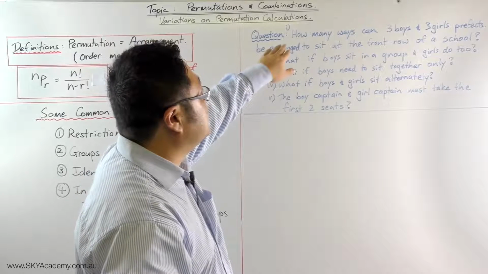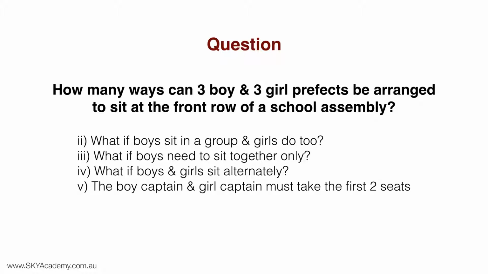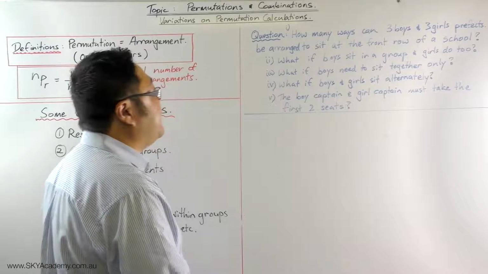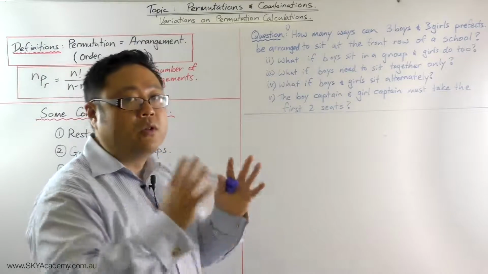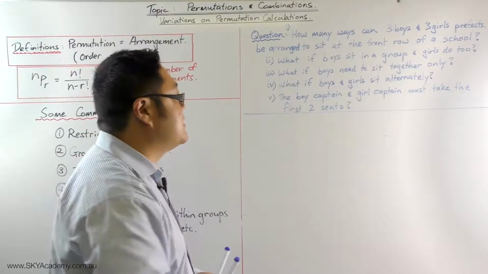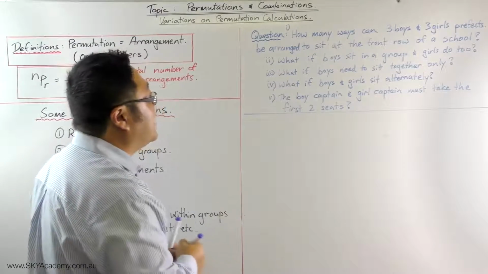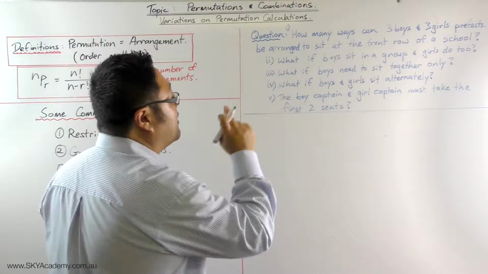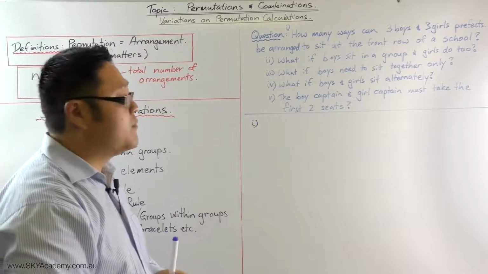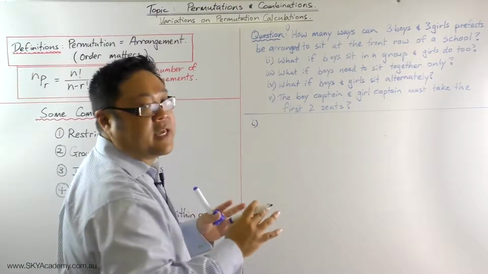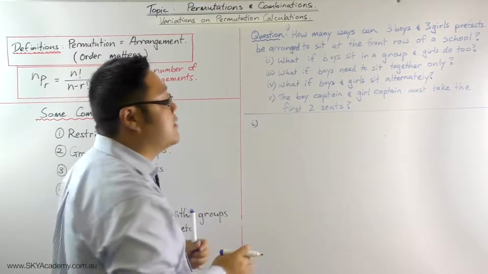All right, so the question is this: how many ways can 3 boys and 3 girl prefects be arranged to sit at the front row of a school? Okay, well, this one's fairly simple, right? 3 boys, 3 girl prefects, they're all unique individuals, as a Monty Python clip would suggest. So you've got 6 individuals. So the answer to part 1 is how many arrangements can there be of 3 boys and 3 girls?